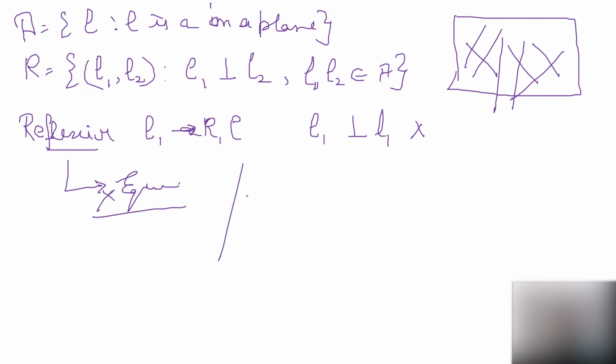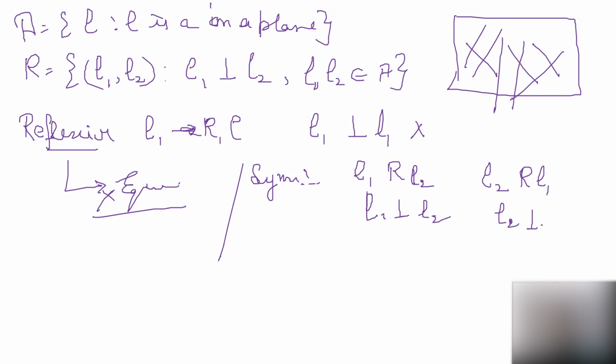Now, just for our clarity, let's check, is it symmetrical? Let L1 be related to L2. Can we conclude that L2 is also related to L1 for all cases? Means, if L1 is perpendicular to L2, can we say L2 is perpendicular to L1? Yes, perpendicular lines are perpendicular to each other. It means this relation is symmetrical.